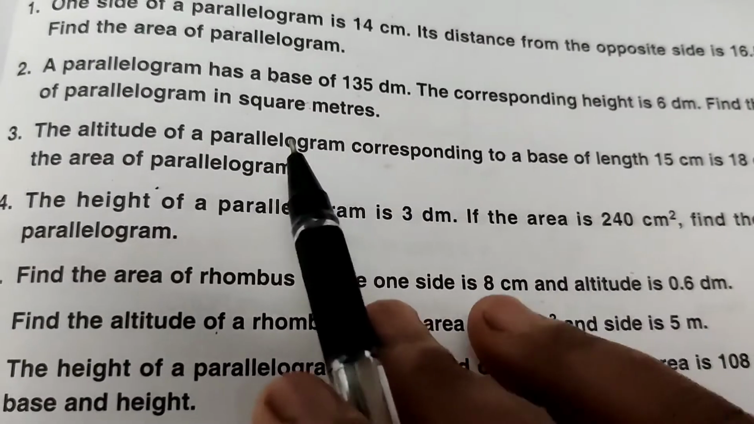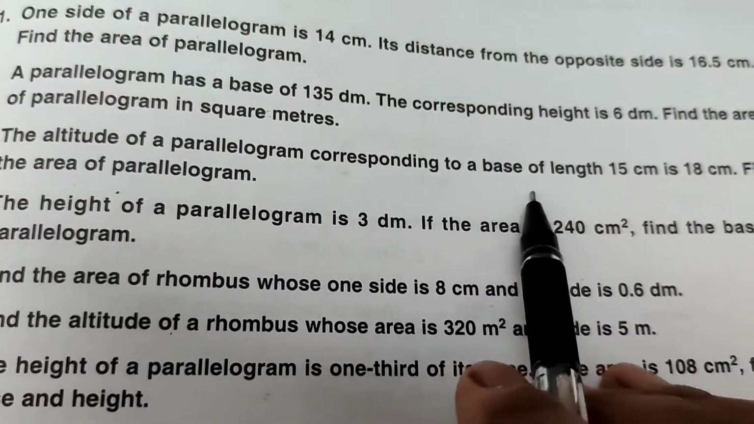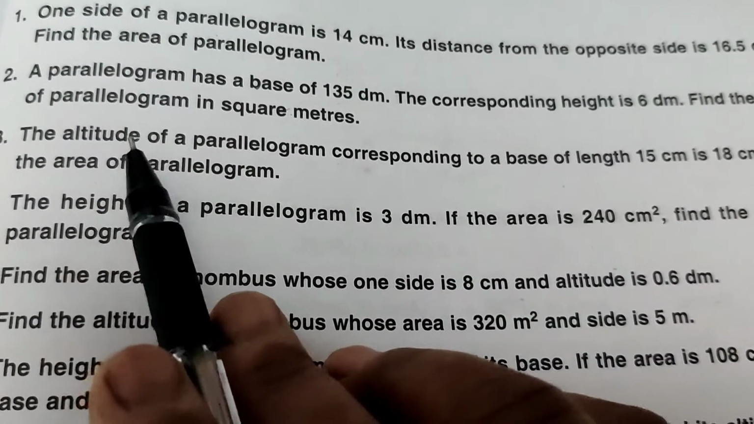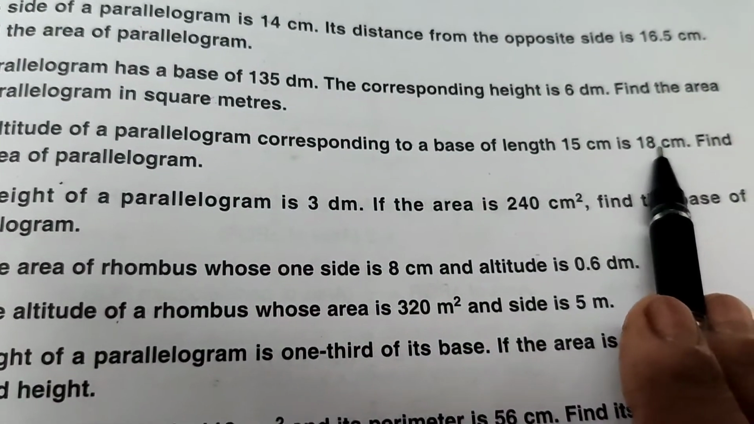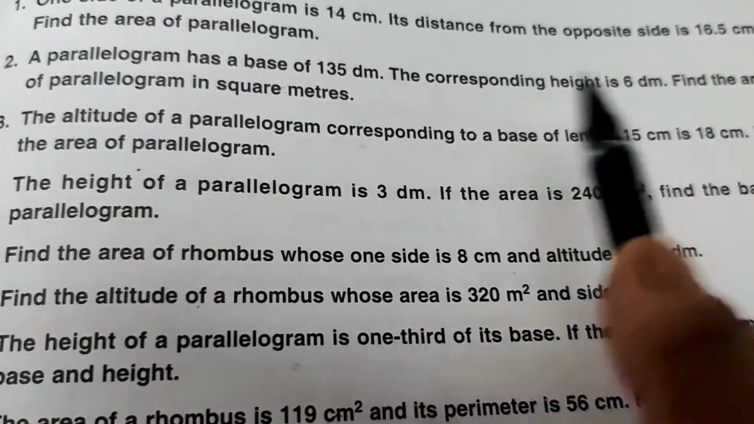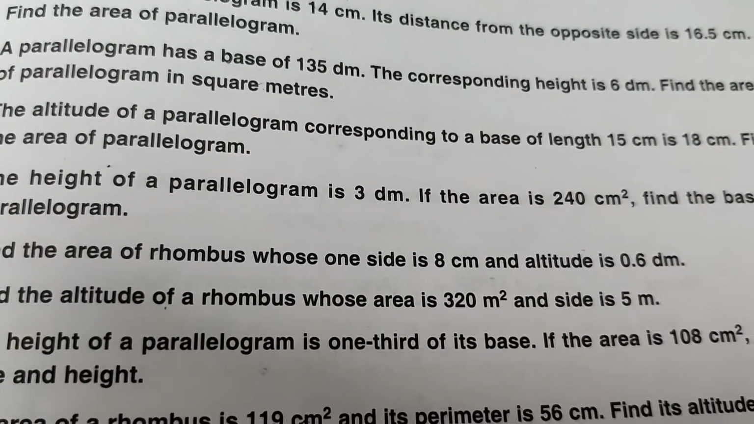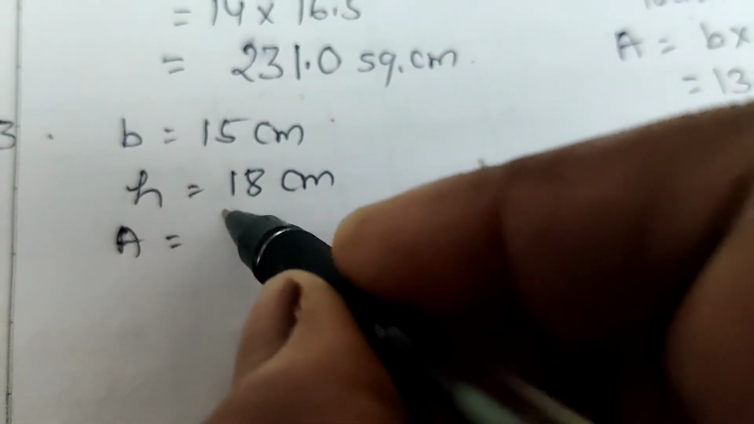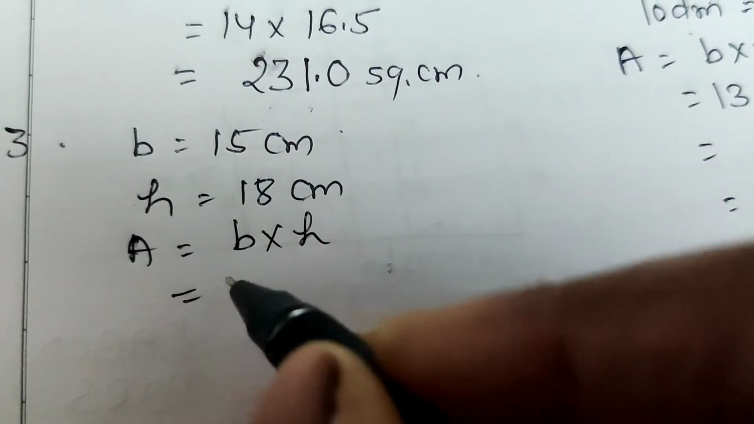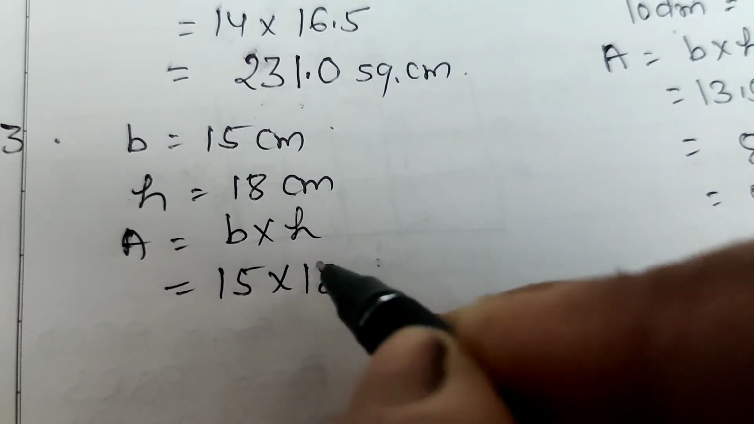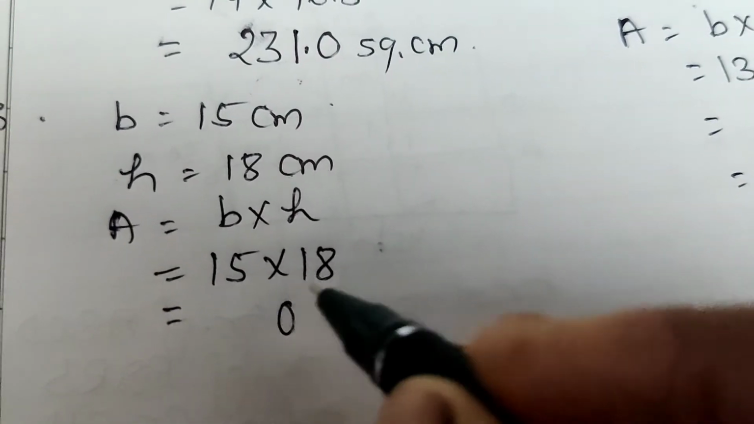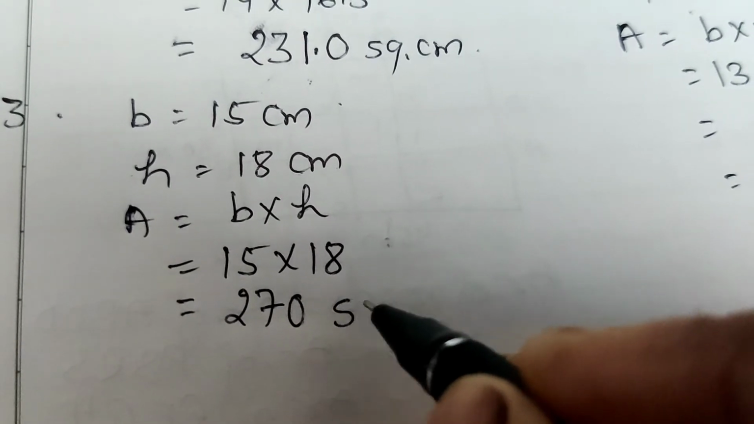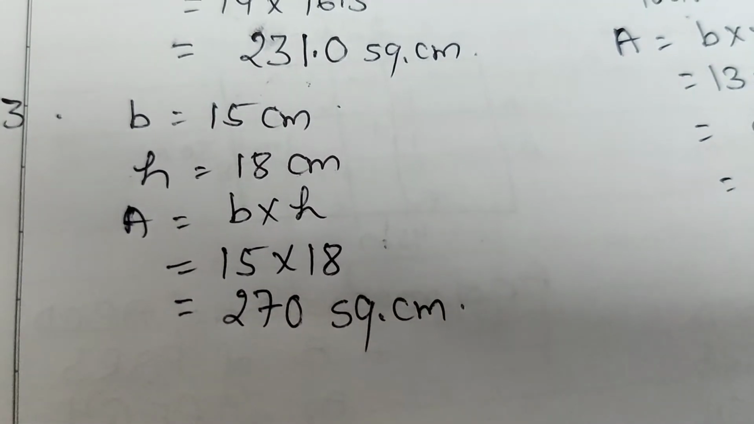Now question number 3. The altitude of a parallelogram corresponding to the base of length 15 centimeter is 18 centimeter. देखिए क्वेश्चन का मतलब है एल्टीट्यूड 18 सेंटीमीटर है और जो बेस है वो 15 है. फाइंड द एरिया ऑफ पैरेललोग्राम. ओके. बेस 15 सेंटीमीटर, हाइट 18. नाउ एरिया सिंपल बेस इनटू हाइट 15 into 18. 270 square centimeter or the centimeter square.